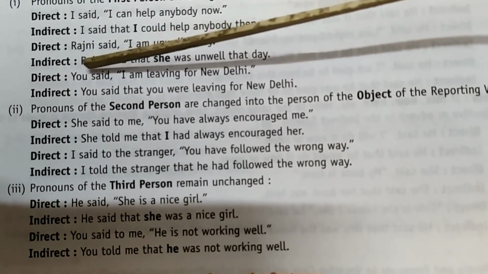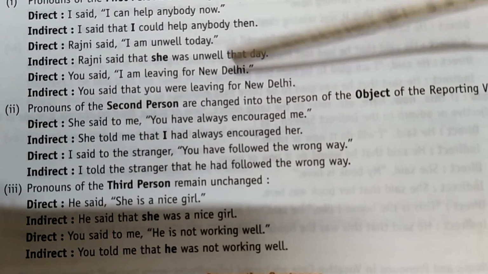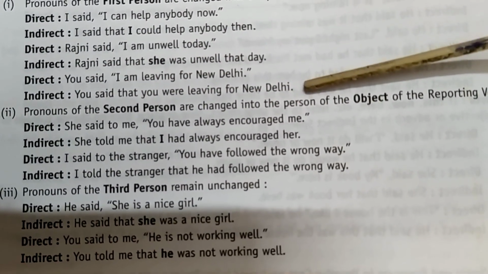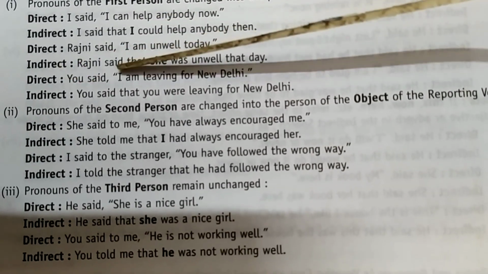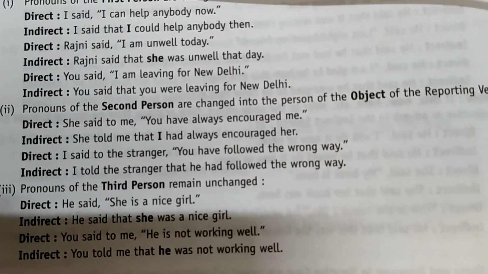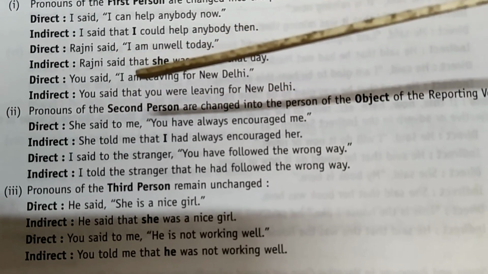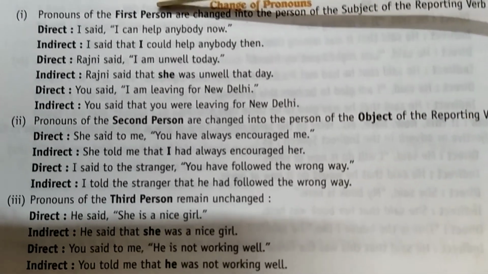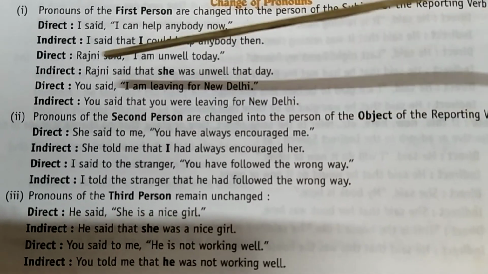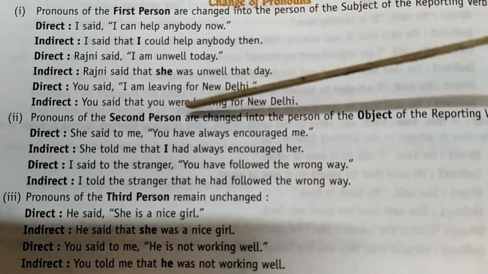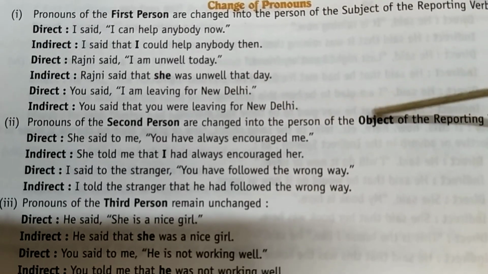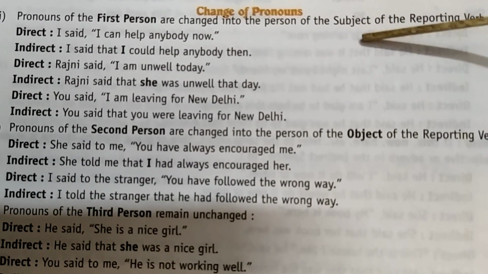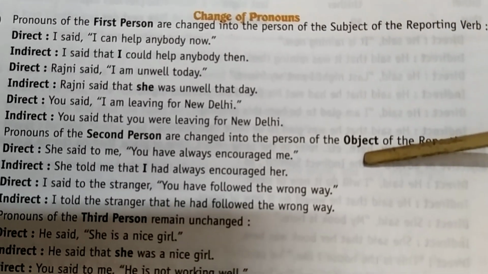Third sentence, you said, "I am leaving for New Delhi." Indirect says you said that you were leaving for New Delhi. This "you" is this "I". Second rule says pronouns of the second person. Okay, first person is speaker, second person listener. Pronouns of the second person are changed into the person of the object of the reporting verb. Here it was subject, okay, and here it is object. Let's see how.